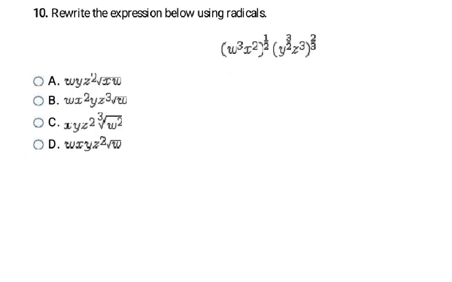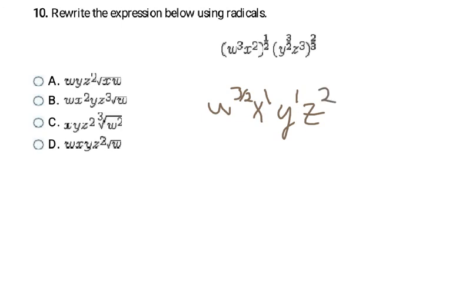Once again, the first thing I want to do here is remove the parentheses, so it's going to involve taking 1/2 times 3 and 1/2 times 2, since they're all exponents. So I'm going to have w, 3 times 1/2 is 3/2, and then x, 1/2 times 2 is 1, and then y, 3/2 times 2/3 is 1. And then z, 3 times 2/3 is 2.